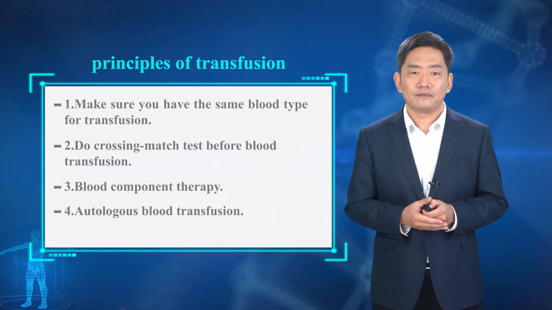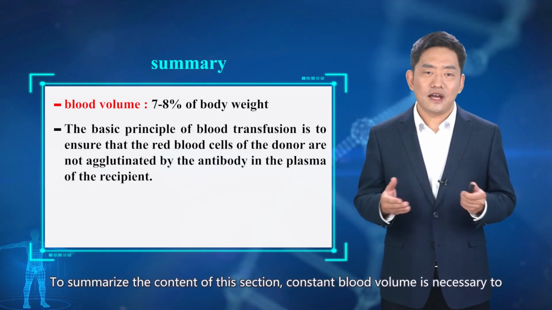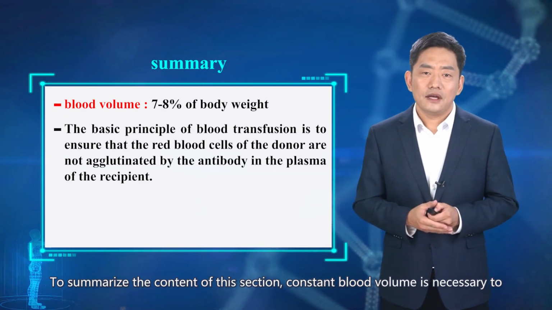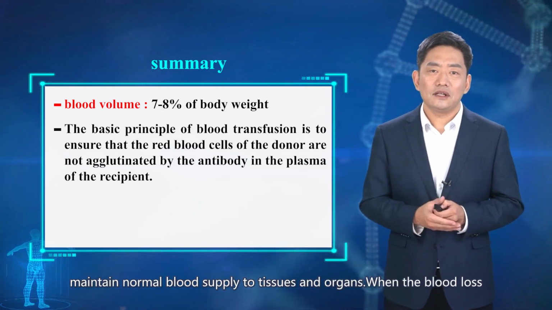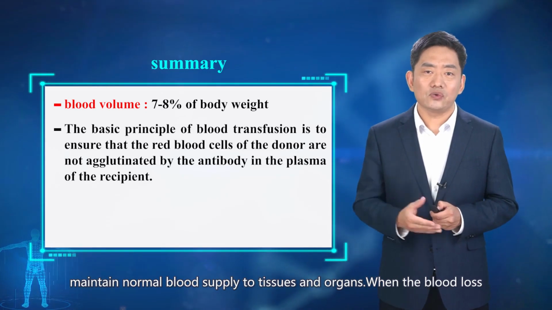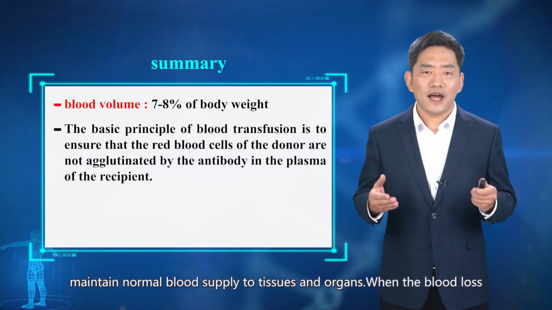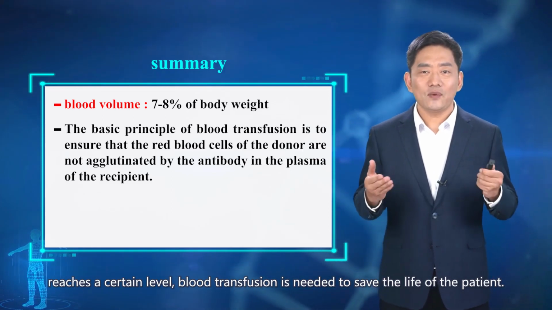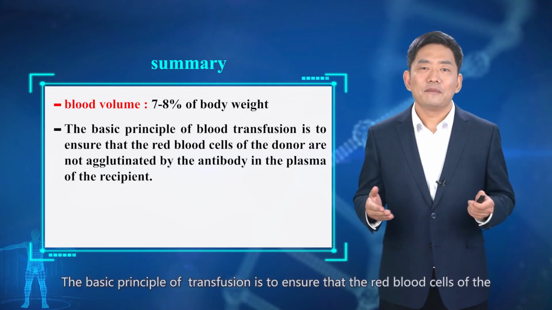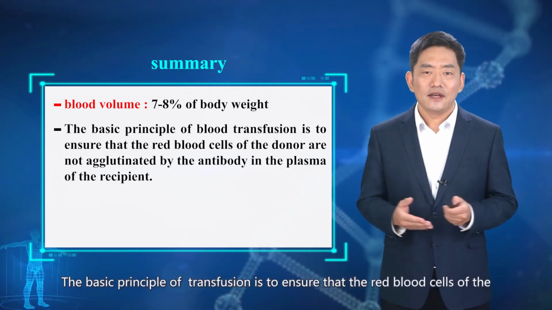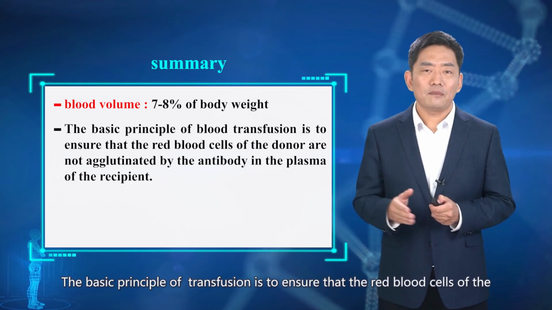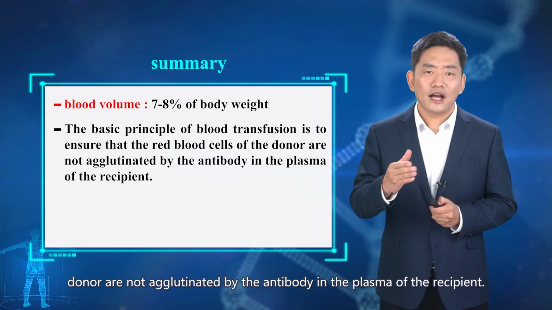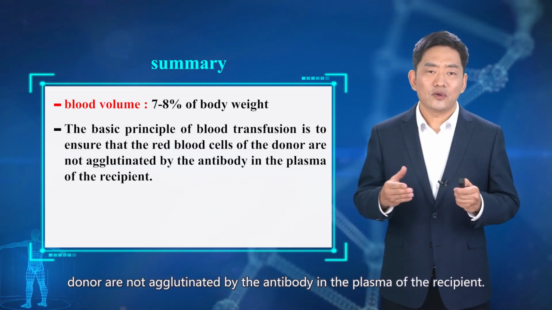To summarize the content of this section, constant blood volume is necessary to maintain normal blood supply to tissues and organs. When the blood loss reaches a certain level, blood transfusion is needed to save the life of the patient. The basic principle of transfusion is to ensure that the red blood cells of the donor are not agglutinated by the antibody in the plasma of the recipient.